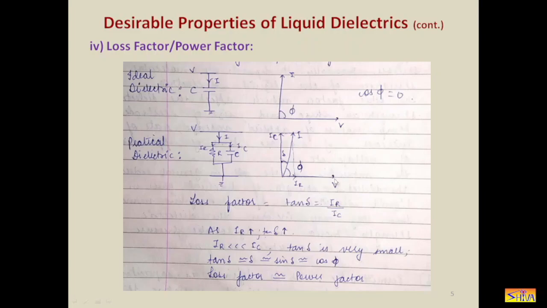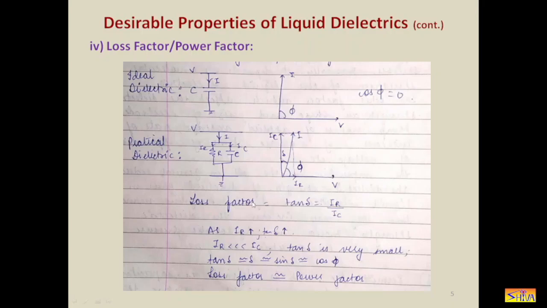V we take as reference. So the resistive component will be in phase with the voltage. The capacitive component will be at 90 degrees leading with respect to the voltage, and this is the resultant current I. Delta is the angle between I and IC, and phi is the angle between the resultant current and the voltage.